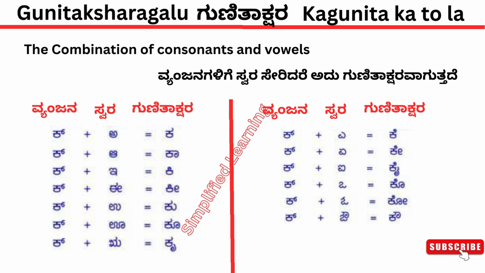At the end we add yogavahagalu also, that is am and aha. K plus am, kam. K plus aha, kaha. Same way we will be writing for all the consonants.